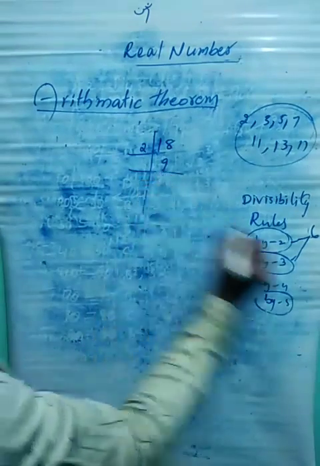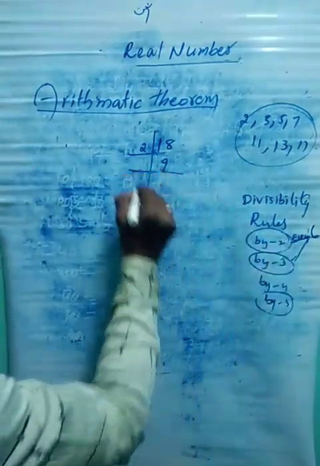But it is not an even number. An even number only is divisible by 2. So it is not an even number. Next we are taking the sum of the digits.